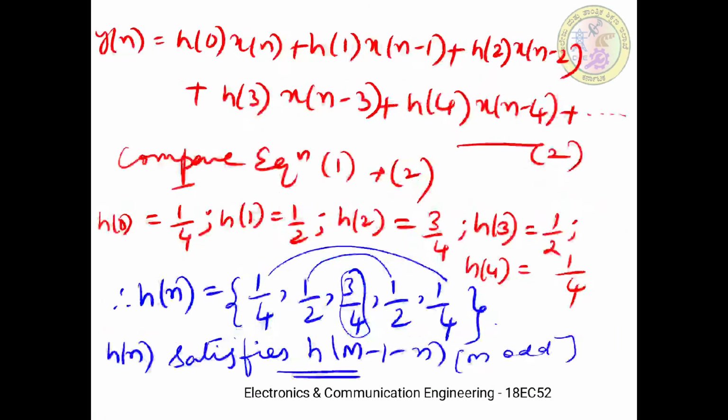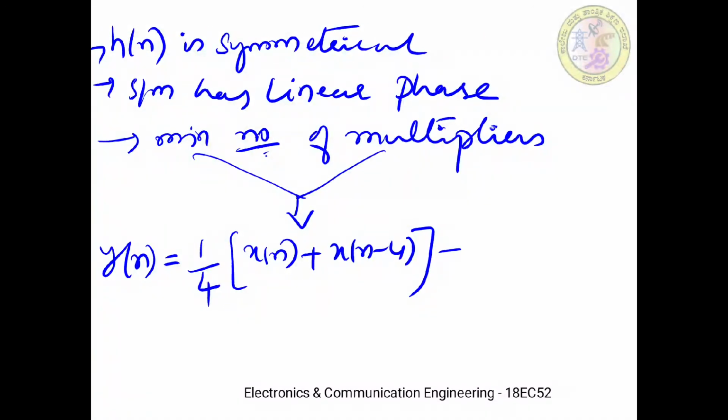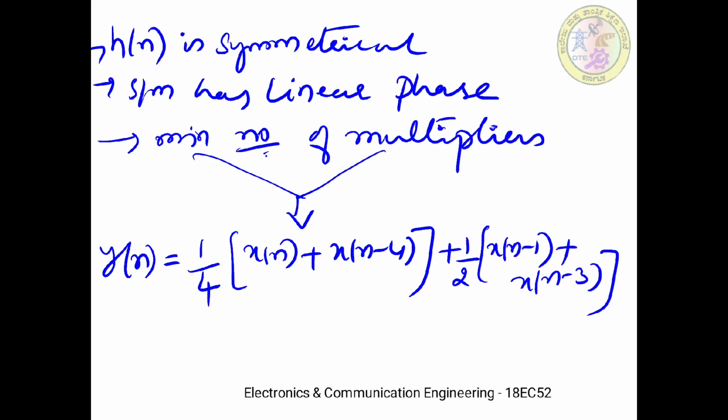Continuing the grouping, we have one more, that is 1 by 2. 1 by 2 is a common factor for x of n minus 1 as well as x of n minus 3, so they are in one group, plus one more term, 3 by 4 into x of n minus 2, which should be written as it is. Now this is one important equation for realization.